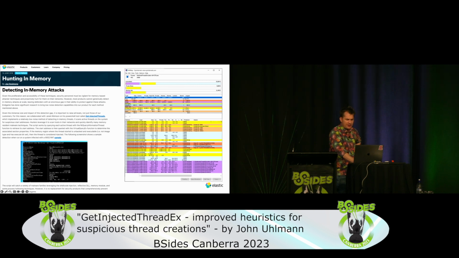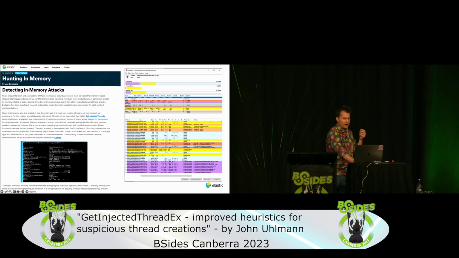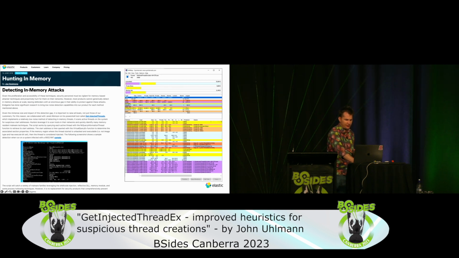So unbacked executable memory is very normal in processes that do just-in-time compilation, things like .NET that we just talked about, JavaScript engines. There's lots of unbacked executable memory. But it's not that usual for a thread to start in that unbacked executable memory. Usually the JIT engine or the .NET engine itself will create the thread on behalf of the JITted code. It's very rare to see the JIT code itself needing to create these threads.